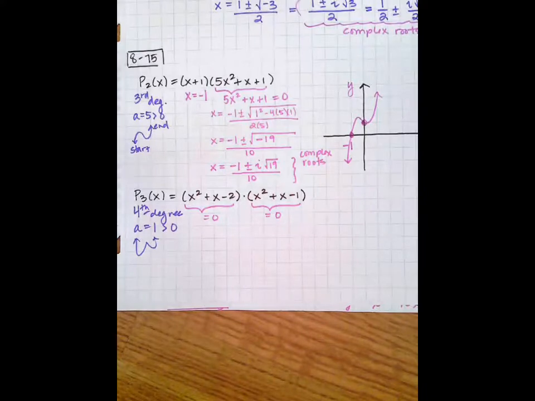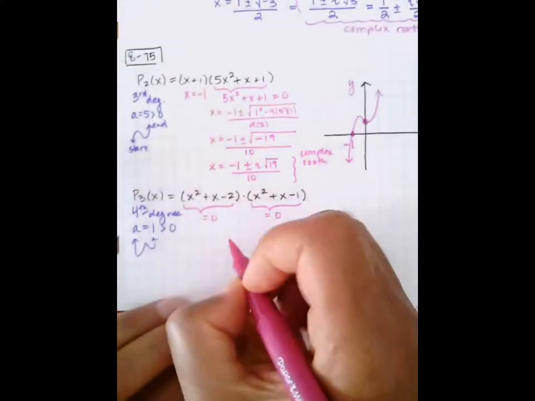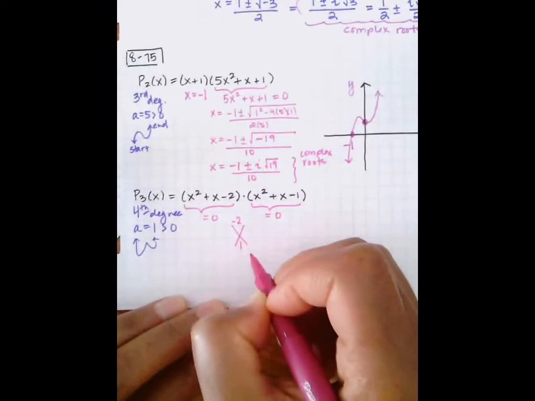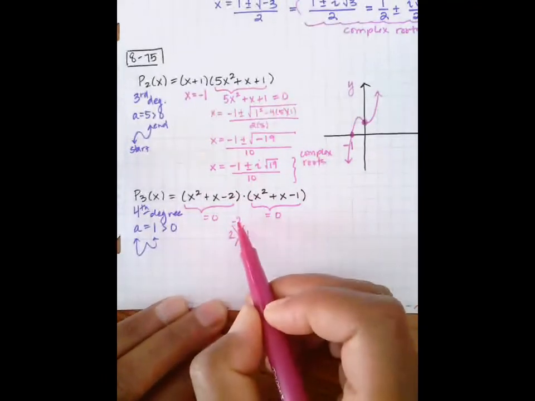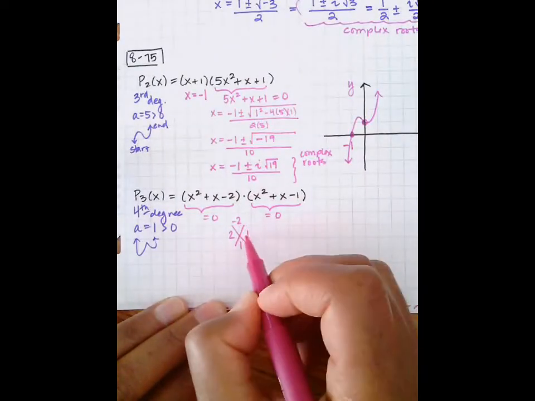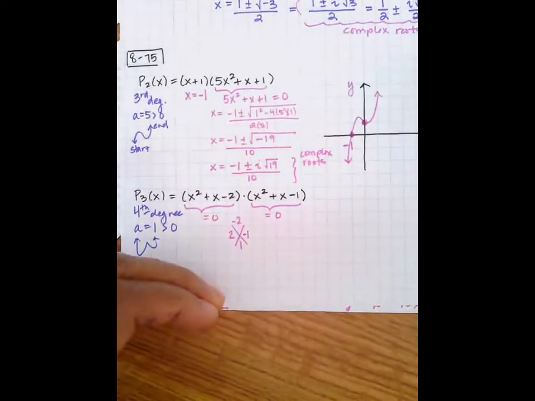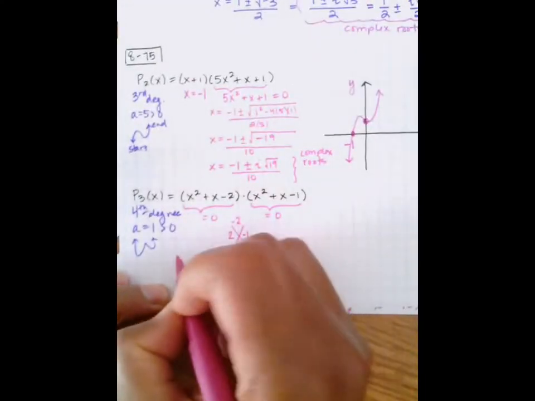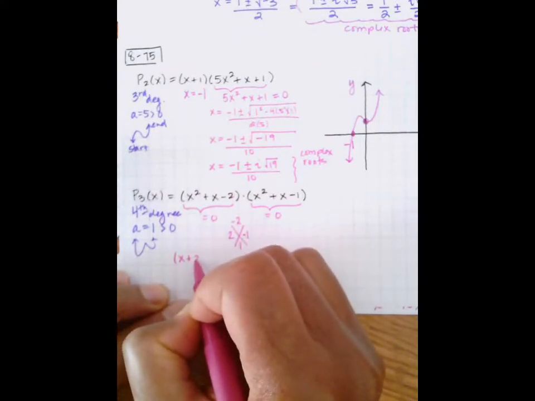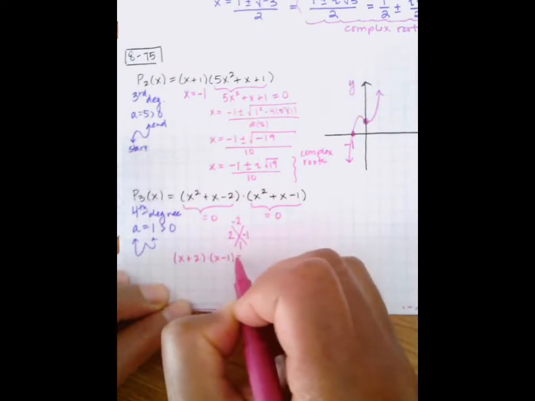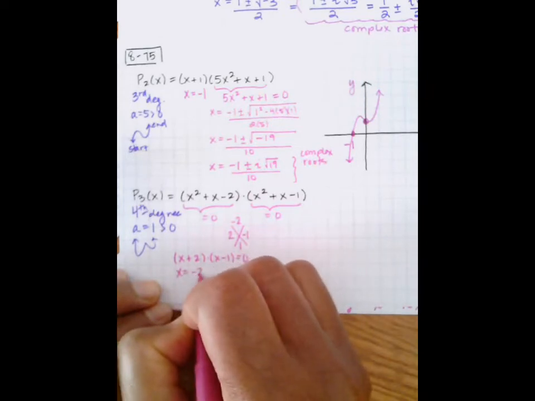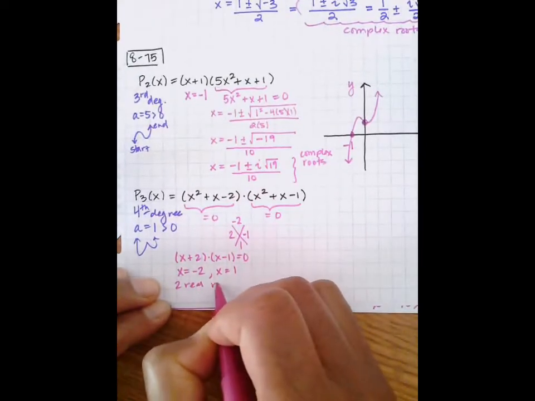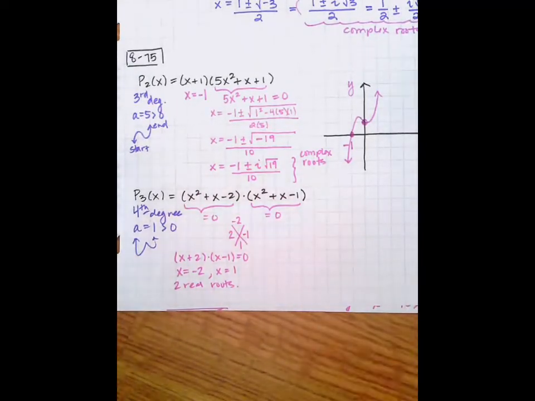Looking at the first quadratic factor, I believe it's factorable. Does something multiply to -2 and add to 1? 2 times 1 is 2, and if you make the negative with the 1, it will sum to +1 but multiply to -2. So I could factor this to be (x + 2)(x - 1) = 0. And so -2 and +1 are two real roots of this fourth degree polynomial.